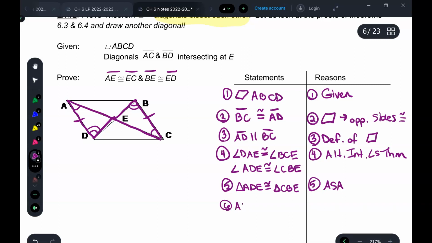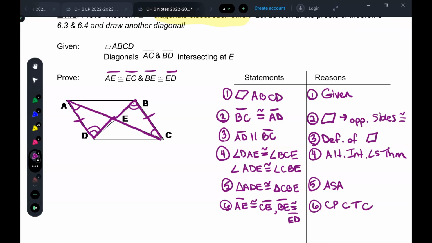And so we can say AE congruent to CE and BE congruent to ED. We know the ones with CPCTC end up being a little bit longer, so we're not just getting the triangles congruent. That's the end of it.